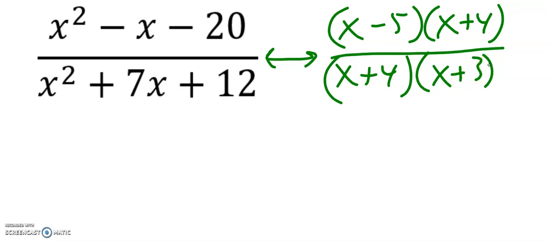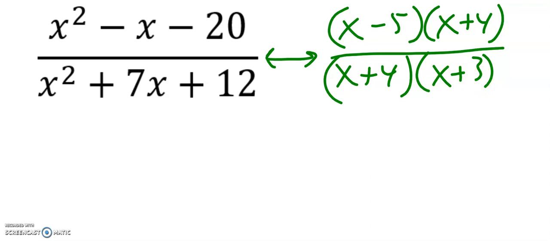If you are confused on how I got that, recall that when we have a quadratic trinomial, we want to think about what multiplies to this number, so what multiplies to negative 20, but adds to the number in front of the x, which in this case is negative 1. So negative 5 times 4 is negative 20, negative 5 plus 4 is negative 1. On the bottom, denominator, what multiplies to 12 but adds to 7? 4 times 3 is 12, 4 plus 3 is 7. Excellent, great work.